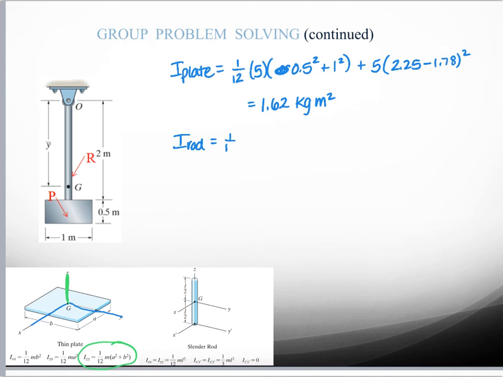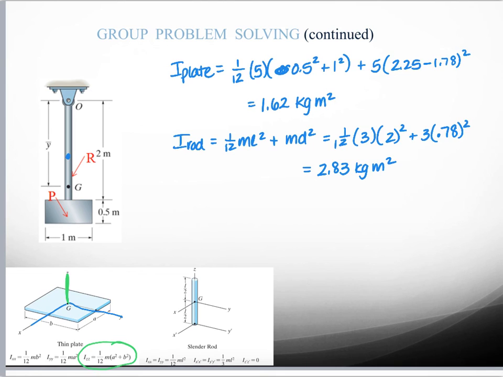Now for the rod, we have 1/12 ml squared plus md squared, so it's 1/12. The mass of the rod is 3. Its length is 2. And then the distance that we're going to move it is, the center of it is at 1 meter, and point G is at 1.78. So it's 0.78 is how far it's moved. And so that gives us a moment of inertia for the rod of 2.83 kilograms meters squared.